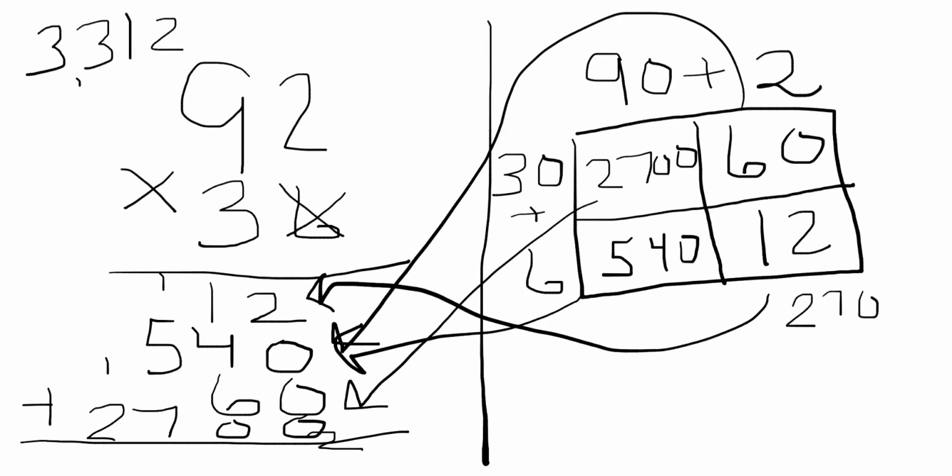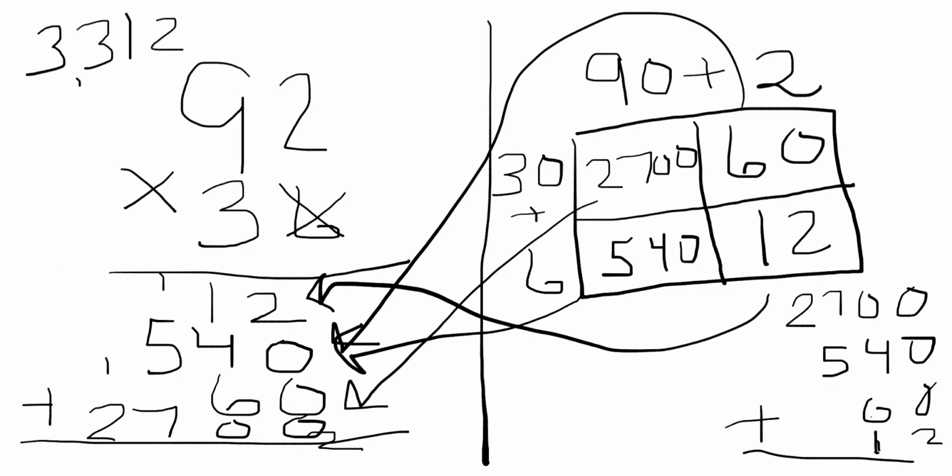So I'm running out of space, but as you can see, 2,700, 540, 60, and 12 are my 4 partial products. Now, if I'm going to add those up, I'm going to do the same thing as I did on the other side. I'm just going to write it over here, though.